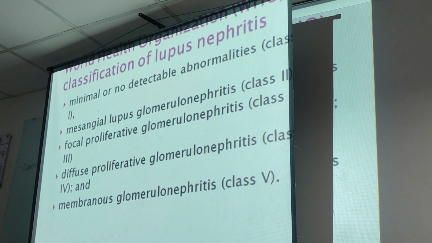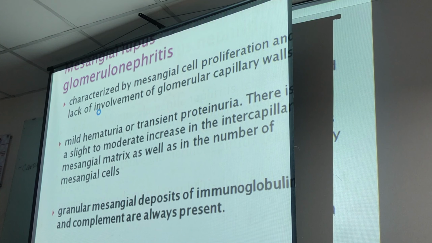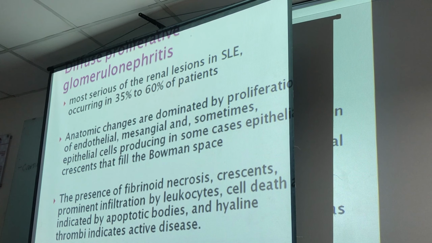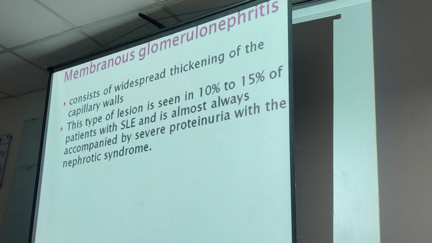We will not discuss each. This will be repeated in renal pathology: epicentrial lupus, focal proliferative glomerulonephritis, diffuse proliferative, as well as membranous type.